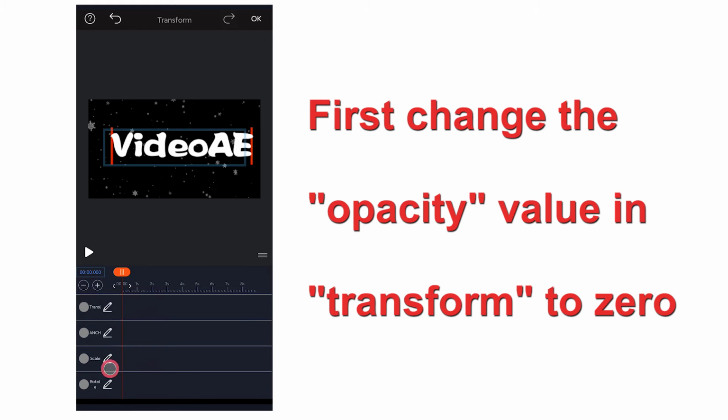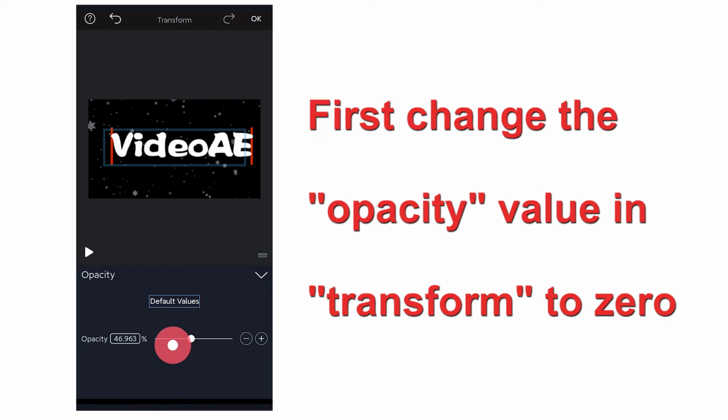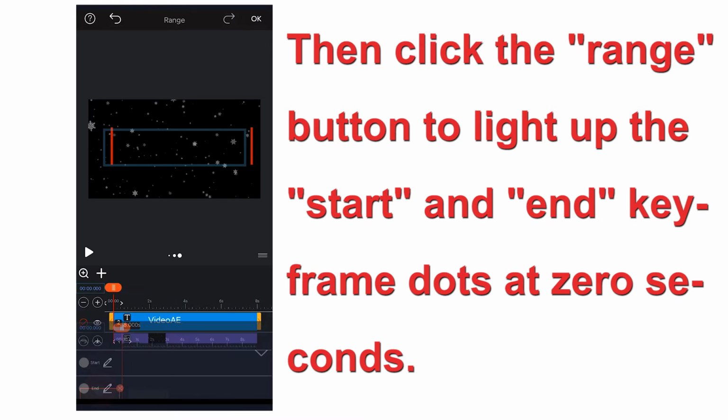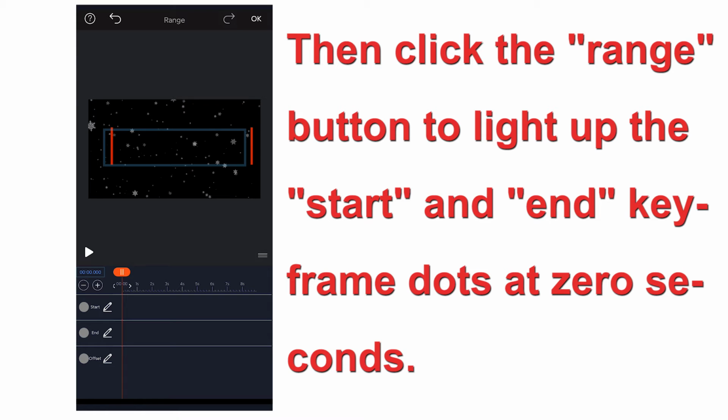First, change the opacity value in Transform to 0. Then the text will disappear. Then click the Range button to light up the start and end keyframe dots at 0 seconds.